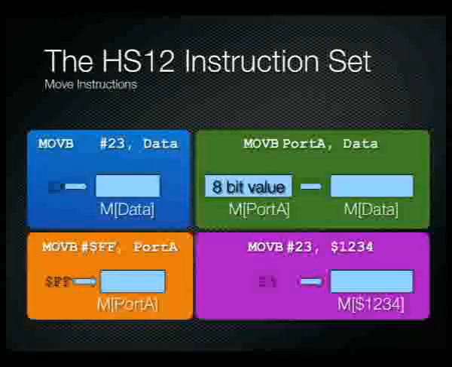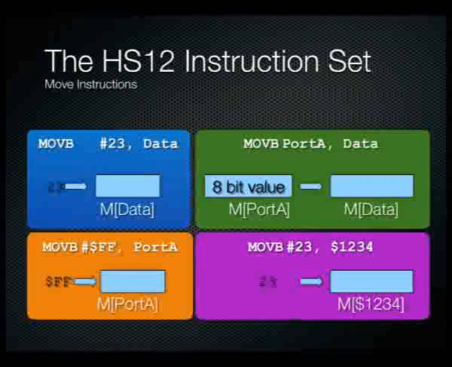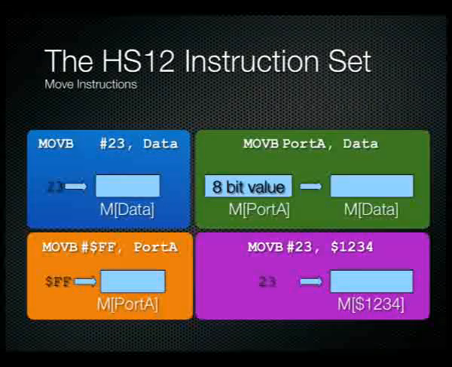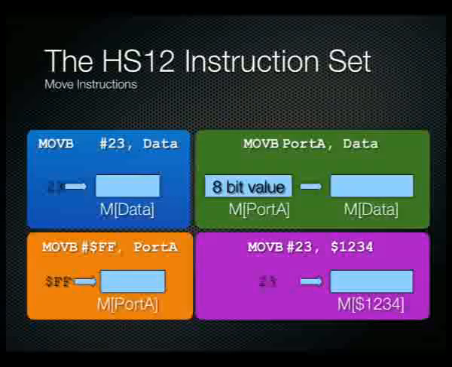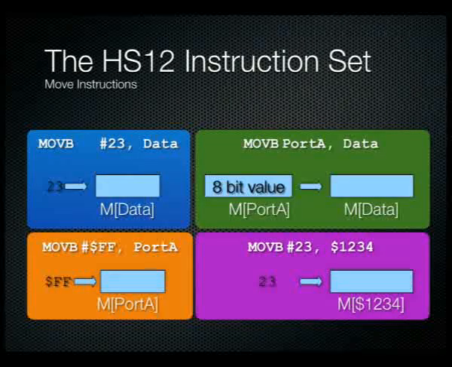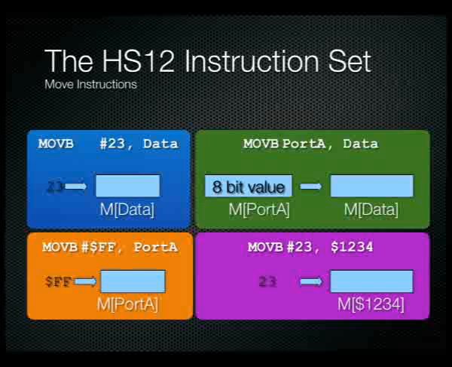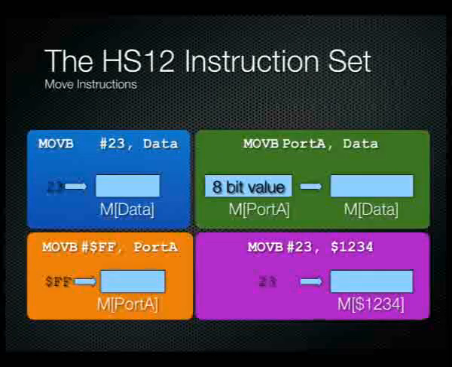So when it comes to using the move command, the first example here, I've got a move B. One thing you've got to realize with the move commands is that the B defines byte, the W defines word. So these are examples using the move B command, which is moving bytes around, so only 8-bit values move around.